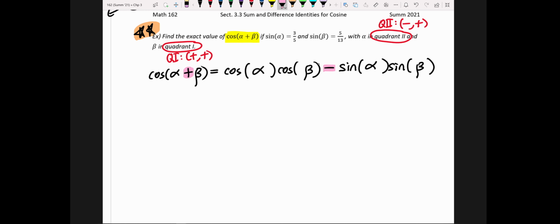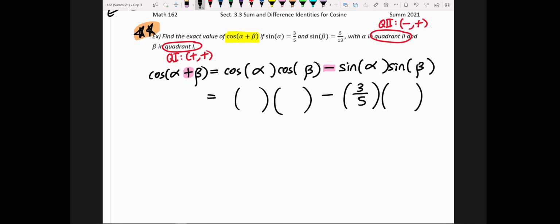Okay. So far, they have given us that sine of alpha is 3/5. Sine of beta is 5/13. We're missing cosine of alpha and cosine of beta. Let me put it this way. So there are 4 values here to fill in.